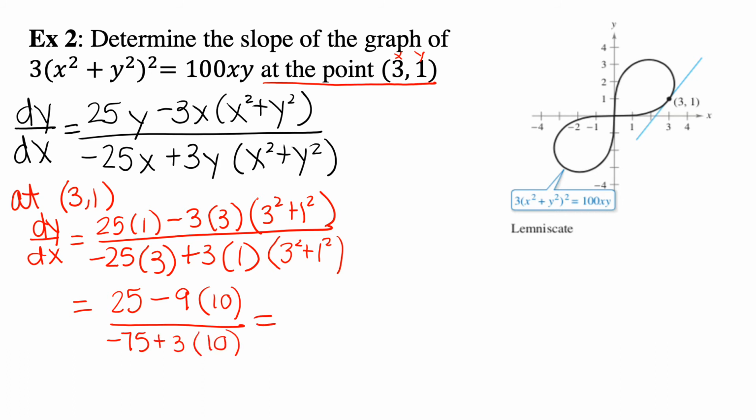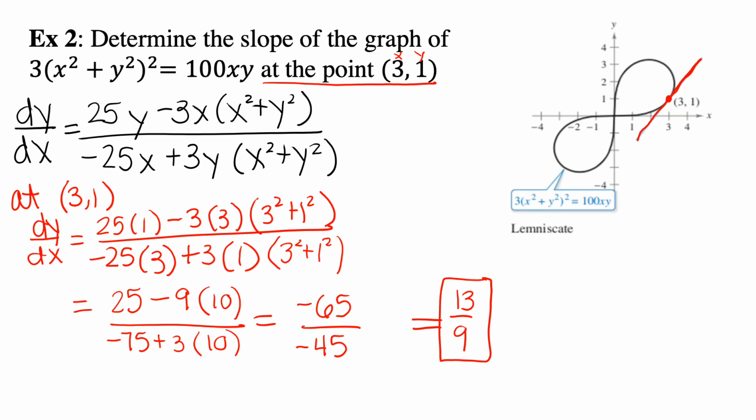Continuing to simplify, we get 25 minus 90 just gives us a negative 65 over negative 75 plus 30 gives us a negative 45. And a negative divided by a negative is going to give us a positive. And then 65 over 45 we can reduce down to a positive 13 over 9. So the slope of our graph at the point 3, 1, we can see here, has that slope of 13 over 9.